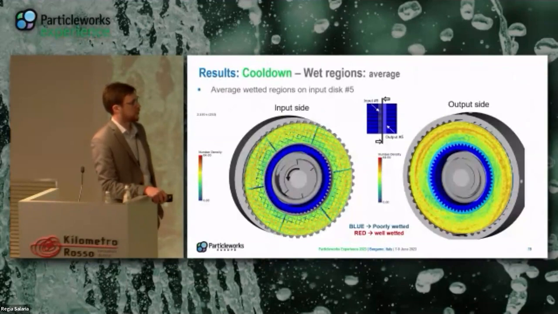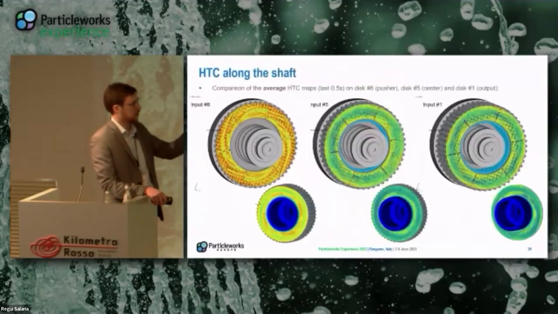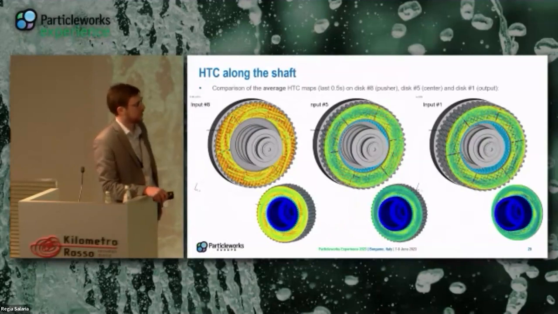From that oil distribution, using a mapping, it was possible to get the average wetted regions. And wetted regions and HTC are strictly related. So in this slide, we can see the HTC along, let's say, the shaft. So the first map refers to oil close to the pusher disc, to the pusher plate. And you see there is a higher value because there is some accumulation of oil. There is some sort of reservoir that can be seen in the section. And then if you move to the other side of the shaft, you see that the HTC seems similar. Okay.